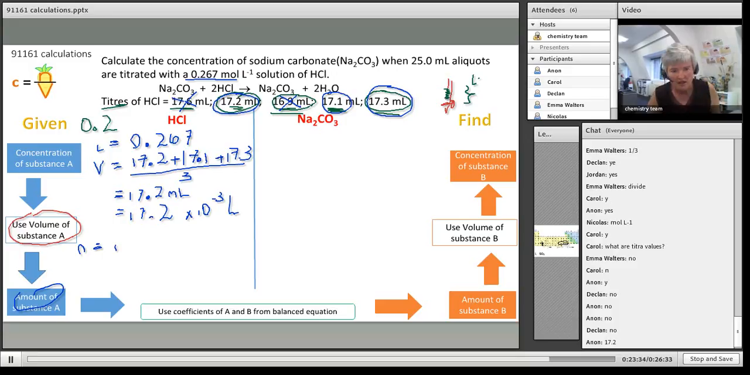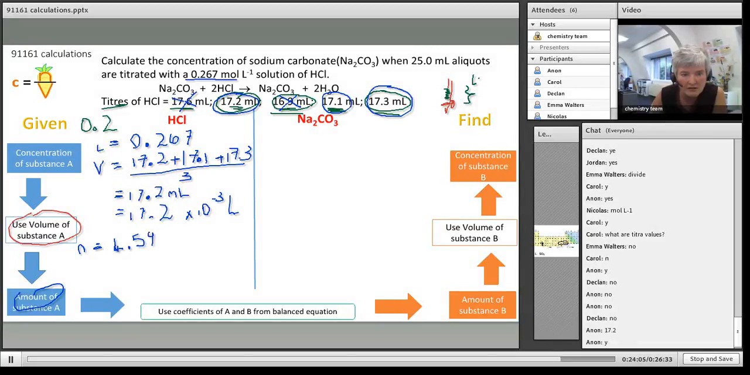Because I do want to finish this and I'm running out of time, I'm just going to do the straightforward calculation. So it's going to be 17.2 times 10 to the minus 3 times 0.267. And did you get 4.59 something times 10 to the minus 3? Right, so we've got the units, we've got the amount.